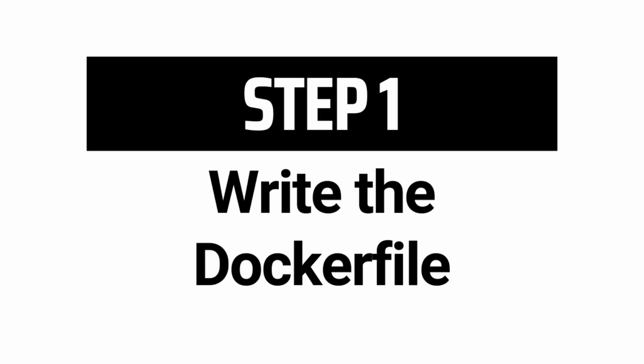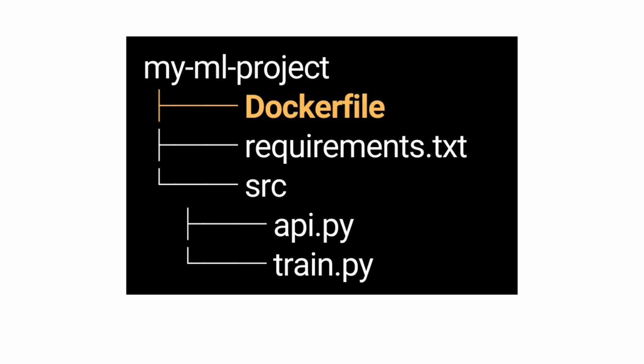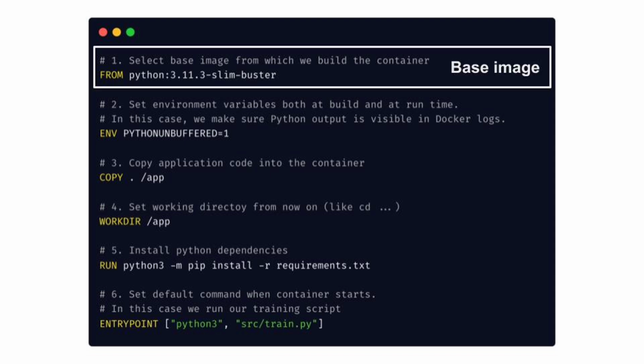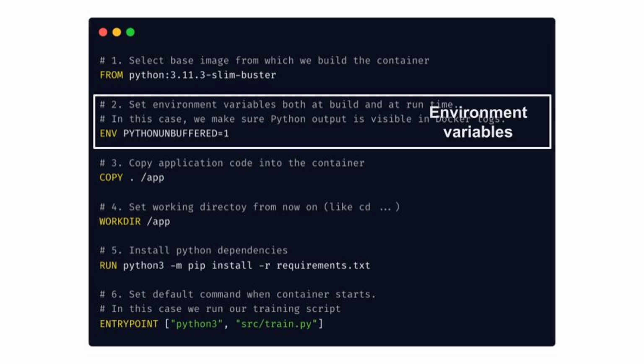Step number 1, write the Docker file. The Docker file is a text file with a set of instructions that you commit in your repo. These instructions tell the Docker engine how to build your environment. For example, a Docker file can look like this: a sequence of instructions starting from selecting the base image from which you build the container, then setting environment variables both at build time and at runtime. In this case, we're setting Python buffer to make sure that Python output is shown in the Docker logs.